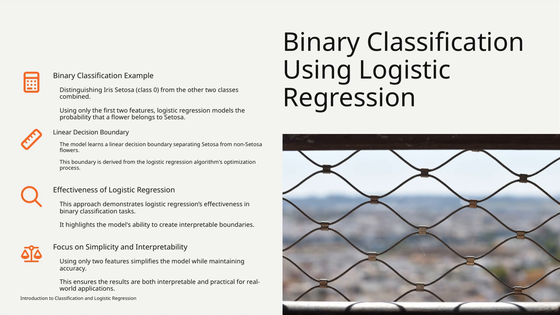What's important here is that logistic regression is quite powerful in binary classification tasks. It can create clear, interpretable boundaries, making it easier for us to understand why a particular prediction was made. And by focusing on just two features, we keep the model simple. This simplicity doesn't compromise accuracy significantly, but it does make the results much more understandable and practical for real-world use. So, in essence, this slide shows how logistic regression can effectively handle binary classification problems, providing both a straightforward decision boundary and interpretability, which are key advantages in many applications.